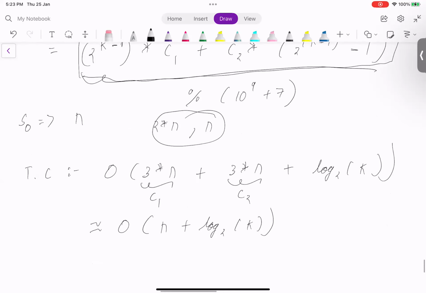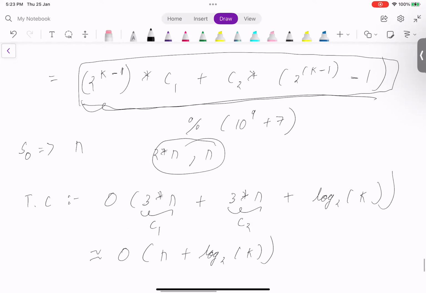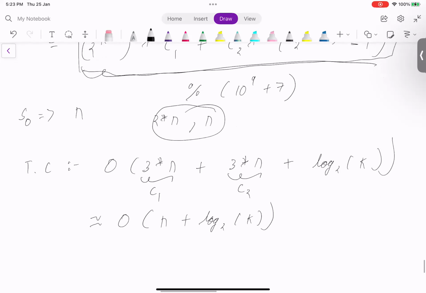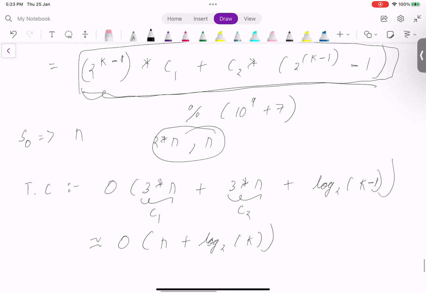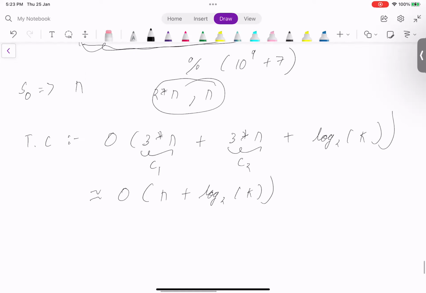So I just rounded off k minus 1 to k and wrote it as big O of n plus log base 2 of k. Practically this should be k minus 1 because we are computing 2 power k minus 1 time. So let's ignore that minus 1. It's equivalent to big O of n plus log base 2 of k.